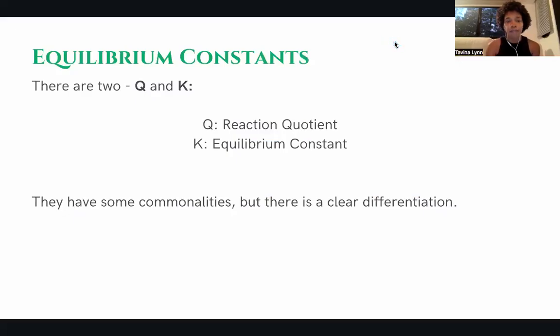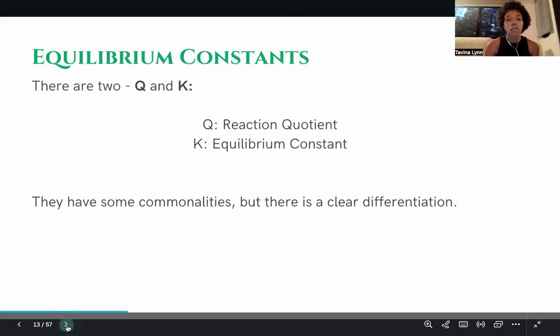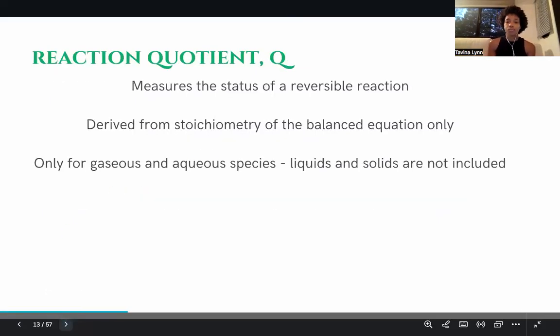Okay, the equilibrium constants that we're going to talk about are Q and K, and they give information or measure the equilibrium of reactions. So Q is called a reaction quotient, K is the equilibrium constant. Both Q and K have commonalities, but there is a clear differentiation. So let's start with reaction quotient Q.